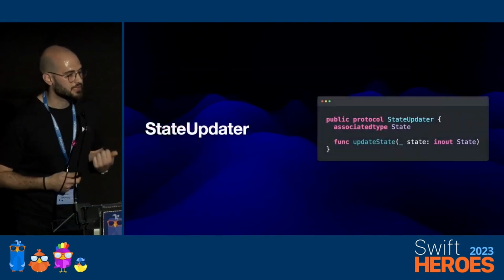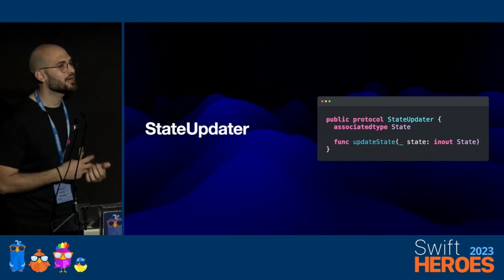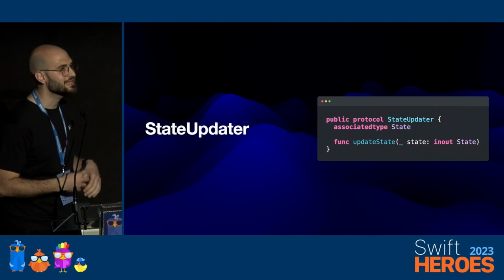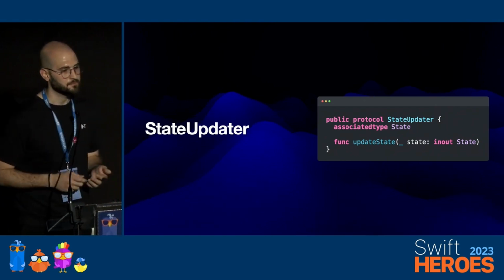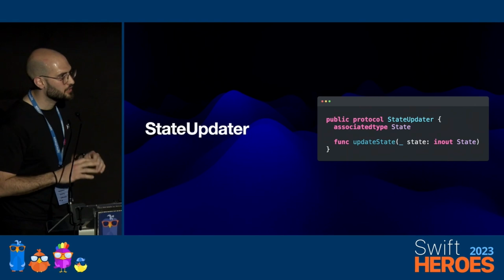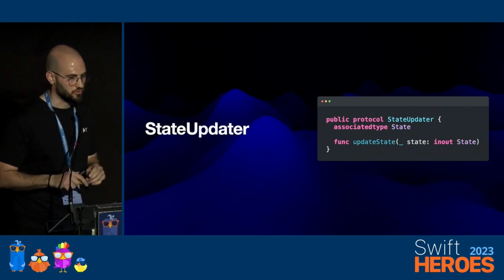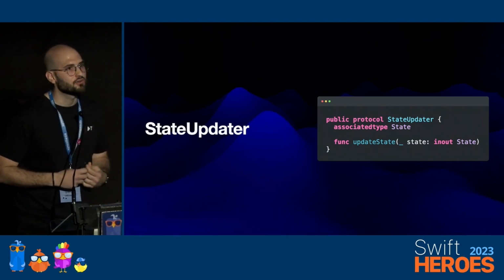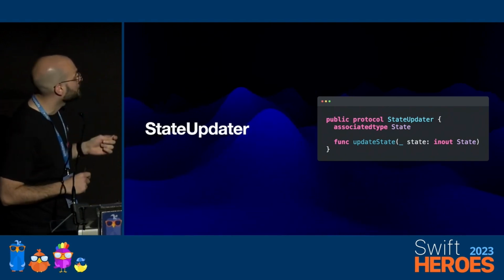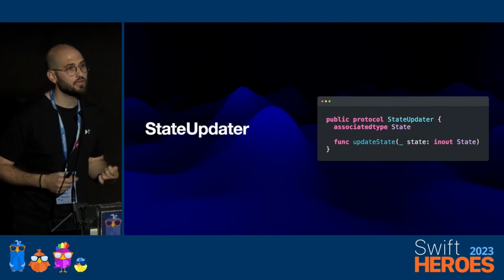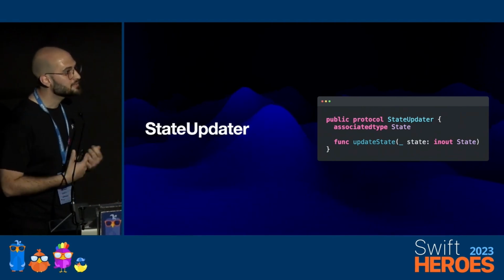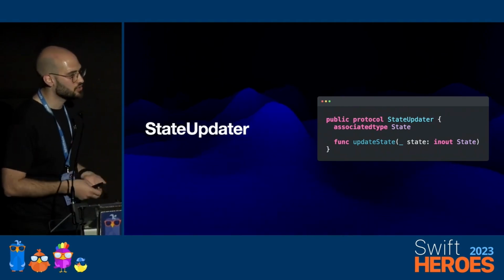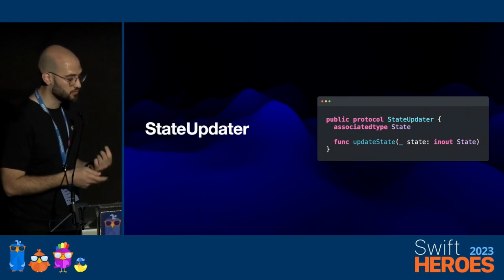The state updater, instead, is the element that allows us to update the information inside the composable state, in particular inside the substate. It is always executed in a synchronous context, and as you can see, the protocol receives only an in-out parameter in the update state method. That means that the state updater is not able to dispatch new actions or new state updaters.